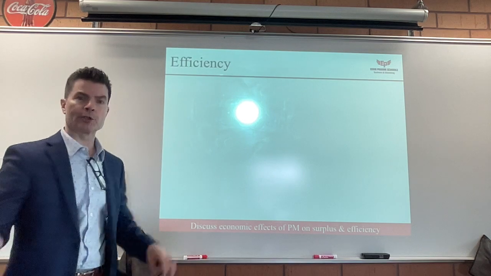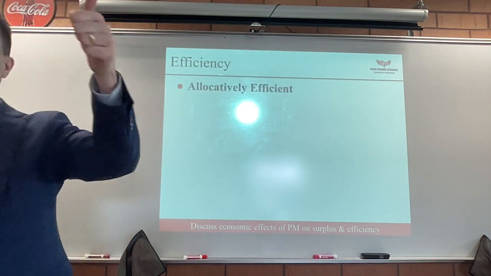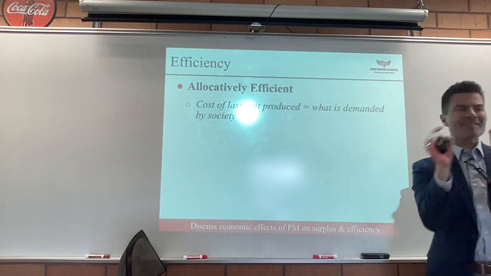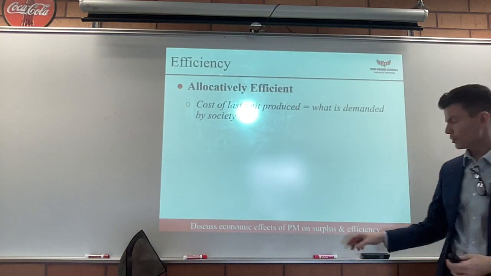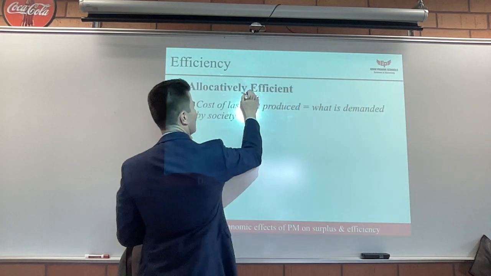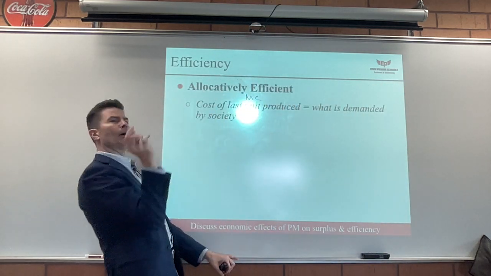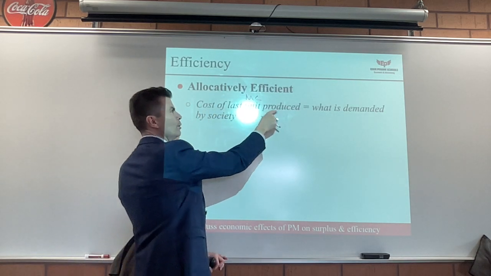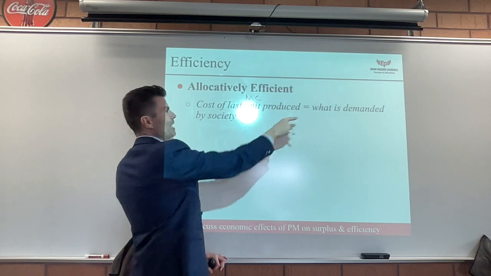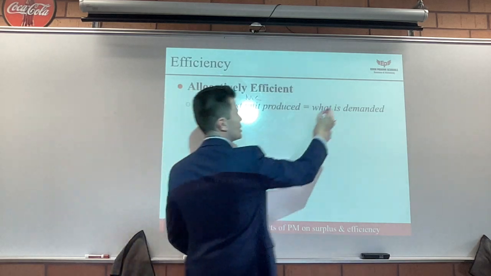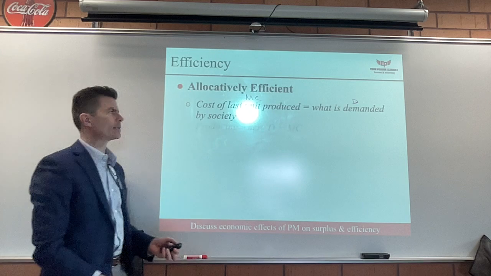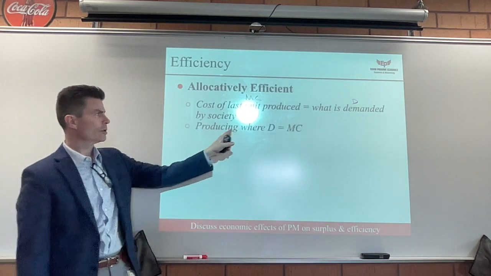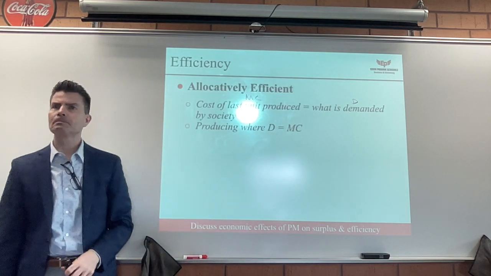The efficiency point. There's 2 different points of efficiency: allocative and productive. Allocative efficiency. What you need to remember from that is the cost of the last unit that you produce. What's another word for that? Marginal cost. The cost of the last unit that you produce, which is marginal cost, is equal to what is demanded by society, which is your demand. Hence, that's why you are allocatively efficient when you produce where demand equals marginal cost.